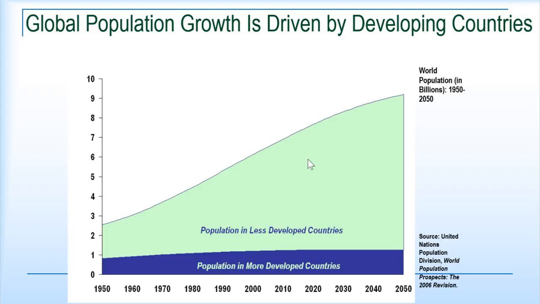Okay, so ultimately, when you put all of what we've talked about together, we have a growing population, but it is not growing in the developed countries. It is growing exponentially in the developing countries. And that's something that we really need to figure out. What kind of impact is that going to have?